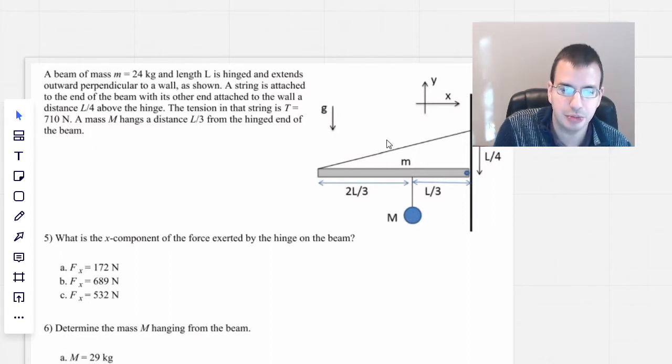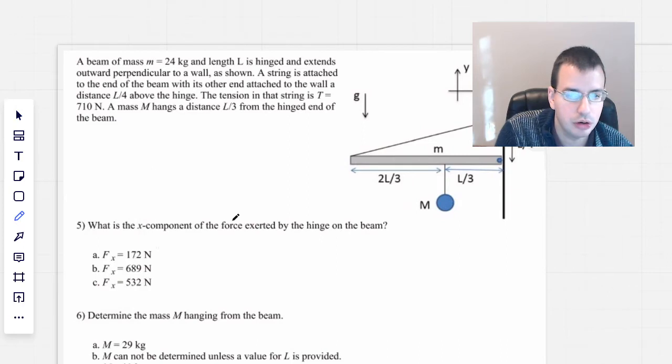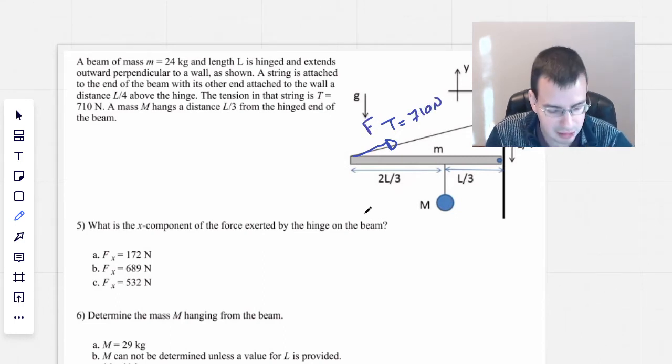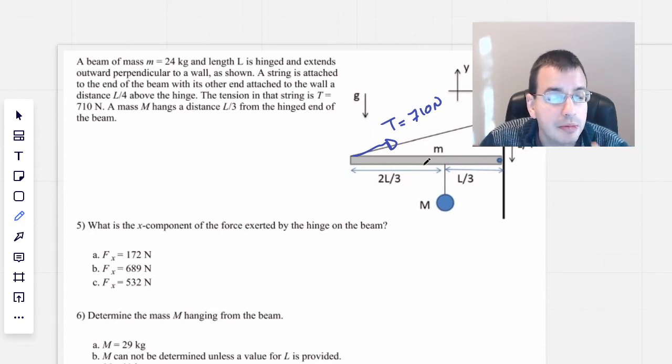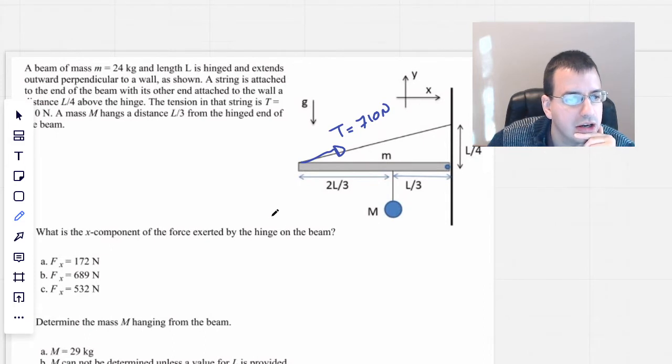So I'm going to write this up real quick. We have tension, in that direction, which equals 710 newtons. Tension's fine. A mass M hangs a distance L over 3 from the hinged end of the beam.